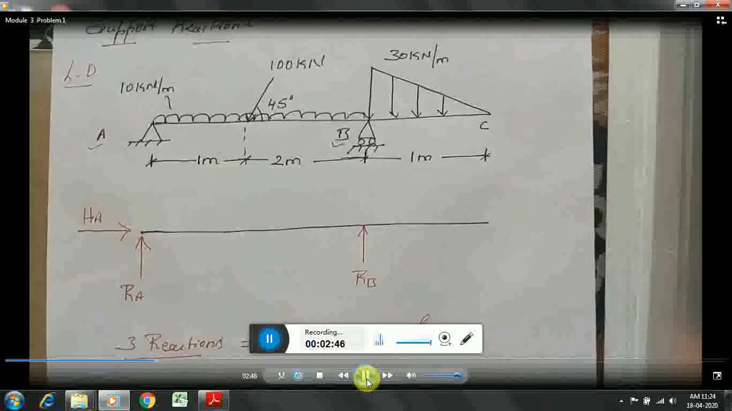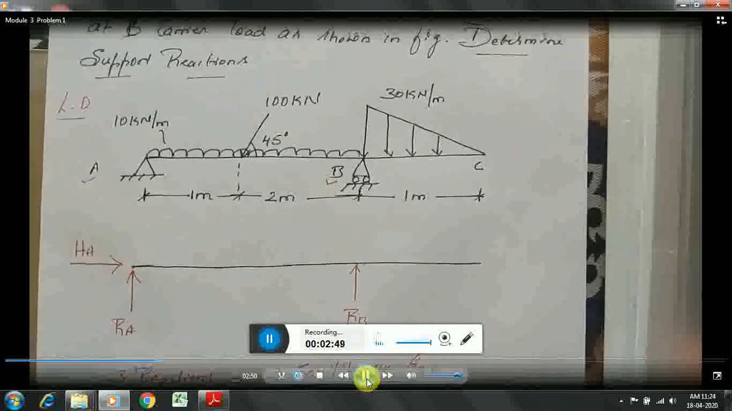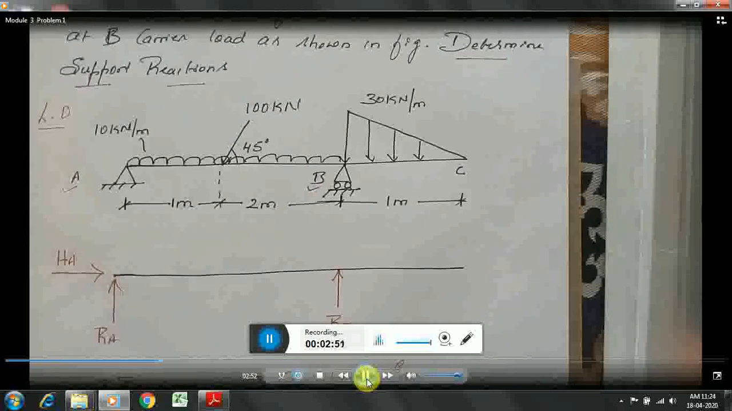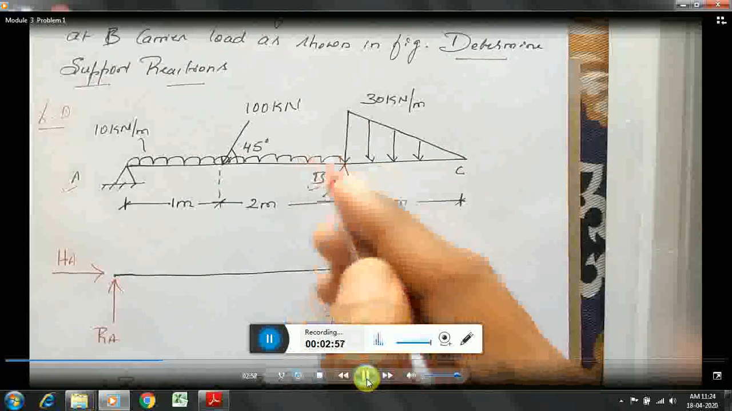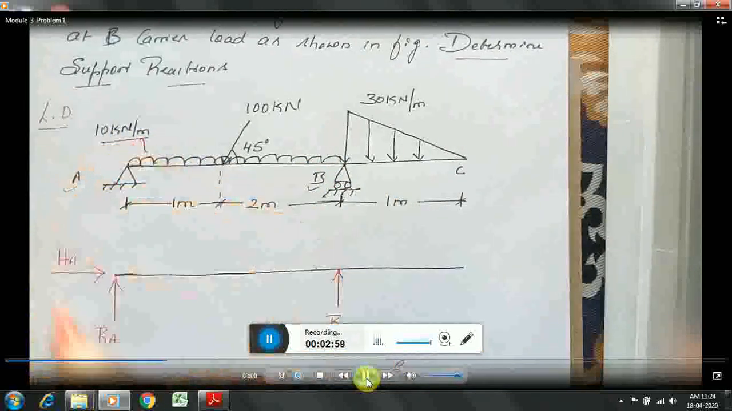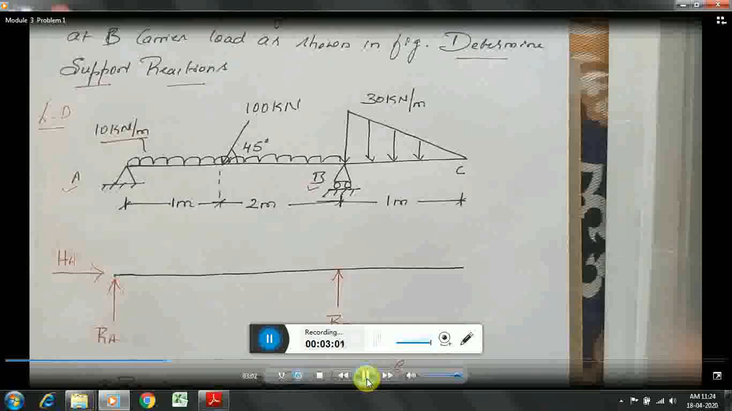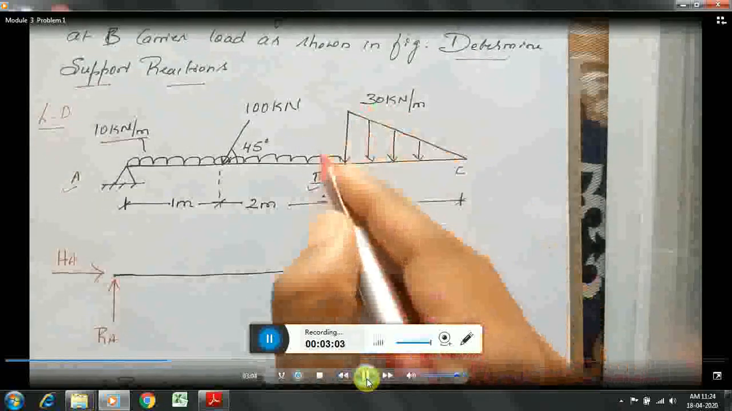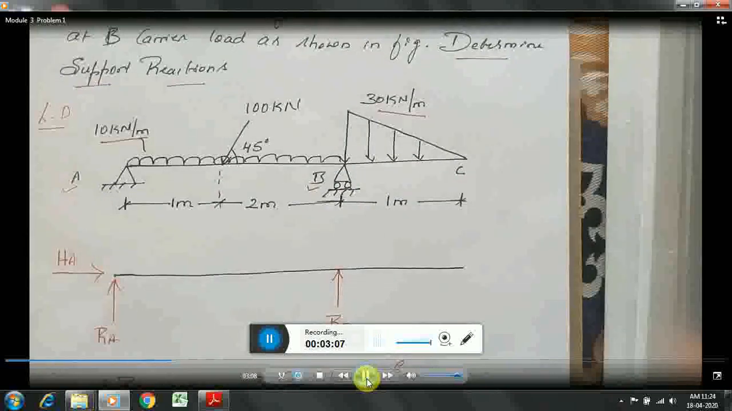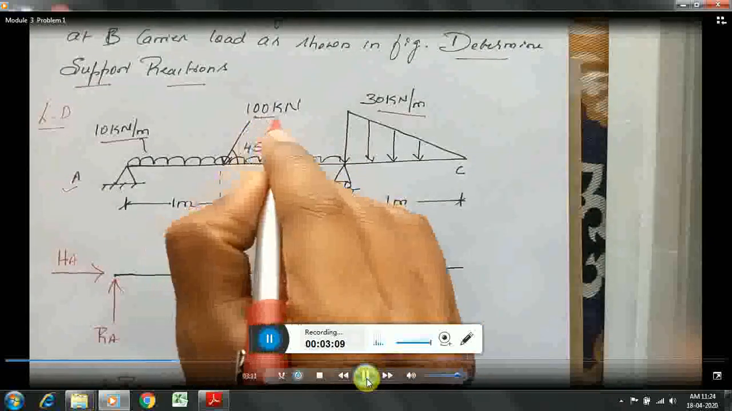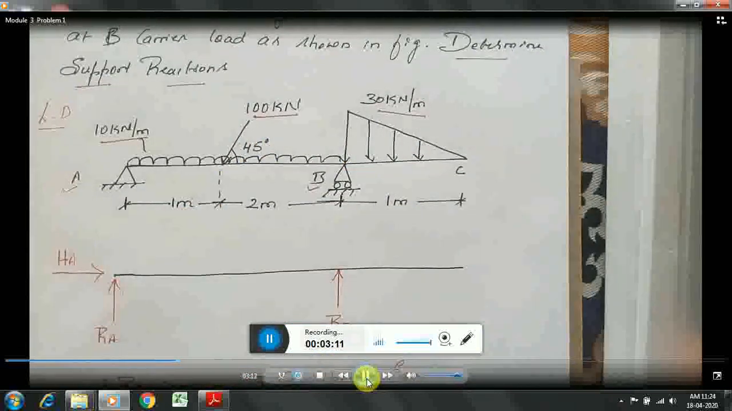Then I will convert all the loads present on the beam into point loads. For example, this beam has a UDL. How can I identify this as a UDL? Look at the unit, it is 10 kilonewton per meter. This is the UDL. And this beam has a UVL, with 30 kilonewton per meter as the unit. Then there is a point load of intensity 100 kilonewton, but it is in an inclined direction. We can resolve it. So now I will write the loading diagram.